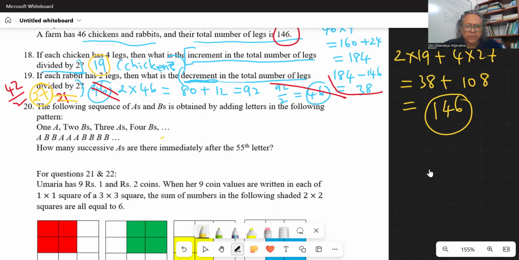Let's look at this number 20. The following sequence of A's and B's is obtained by adding letters in the following pattern. 1A, 2B's, 3A's, 4B's. So we get the pattern, right? Next we have 5A's, 6B's, and so on. How many successive A's are there immediately after the 55th letter? Successive means next to each other, right?